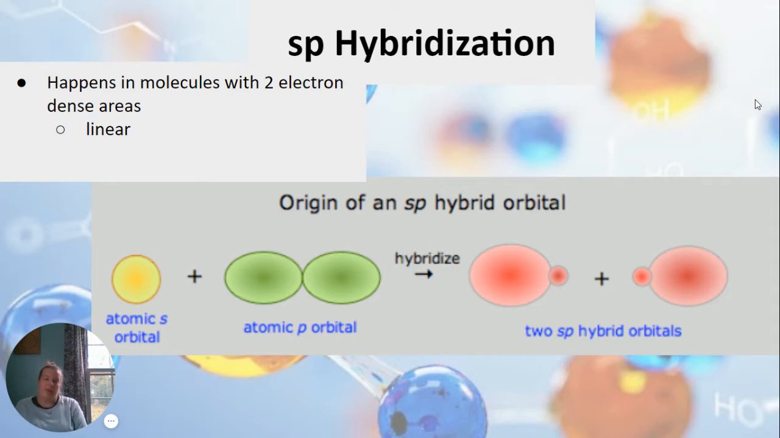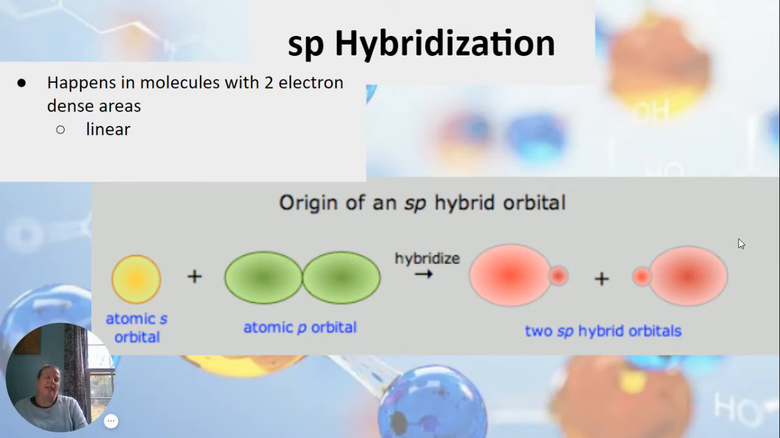sp hybridization happens in molecules with 2 electron dense areas. Scientists try to explain the linear shape. If you think about 2 electron dense areas, we get the linear shape. They explain that by saying that when the 2 things bond together, an S shell and a P shell merge together, and out pop these 2 orbitals that look like this in red here. They have a node, with a smaller area and a larger area. And the linear shape that we are used to seeing is these 2 hybrid orbitals put together.